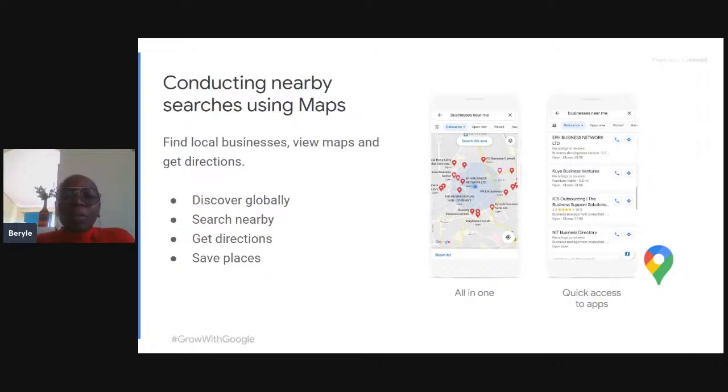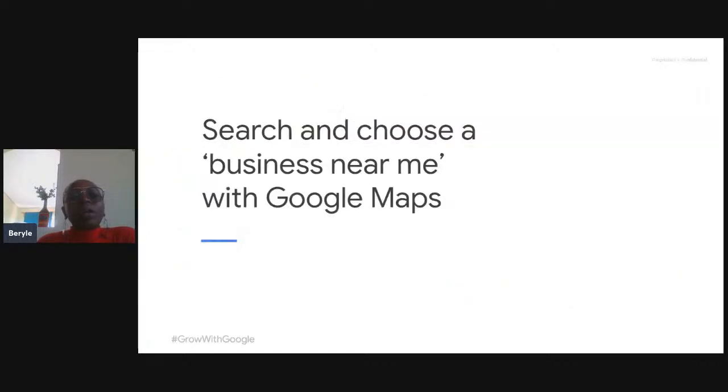I can save the location on my phone, so for the next time that I intend to go, it's easy for me to navigate my way around. Your clients get directions to your place. We've talked about this. You're also able to search nearby, and you're able to make yourself discoverable globally. So it's not just limited to searches in Nairobi or searches in Kenya. You get discoverable globally.